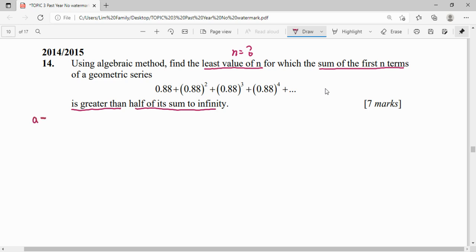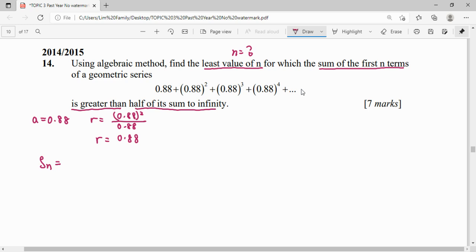For this series, we can see the first term a is 0.88. So the common ratio will be the second term, 0.88 squared, divided by 0.88. So the common ratio here is 0.88. So we're going to sum up to n terms. So we are going to find what our Sn is.